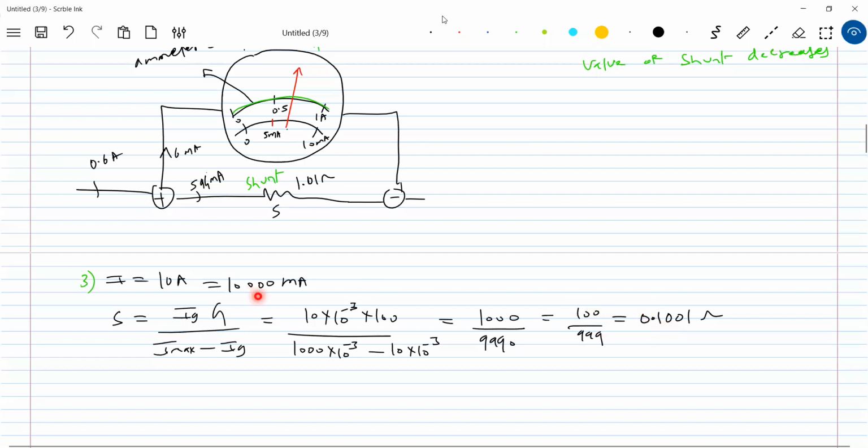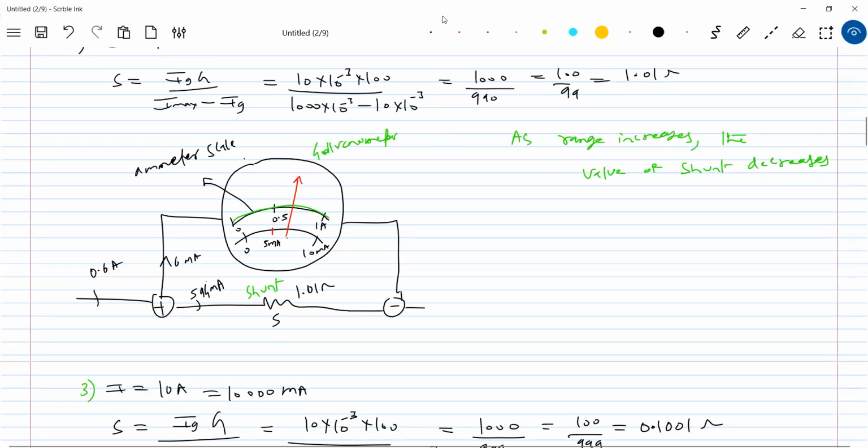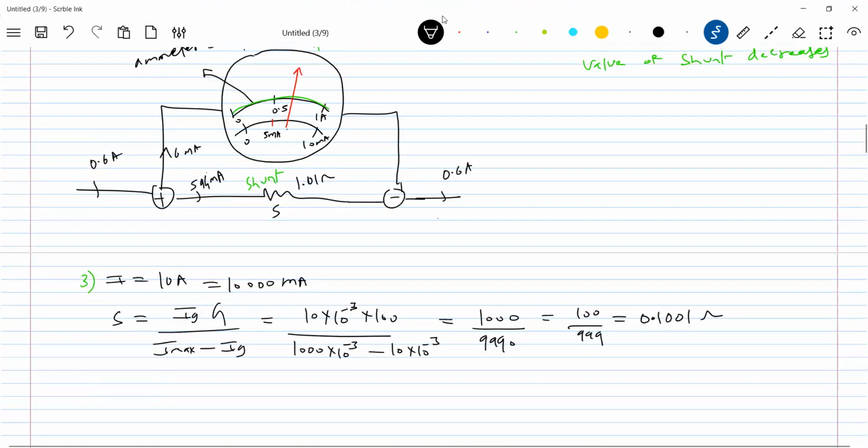So therefore, as the range increases, the shunt value decreases. This is a condition you have to remember. For an ammeter, as the range increases, shunt value decreases. And what is the effective internal resistance of the ammeter? Galvanometer resistance and shunt resistance are in parallel, as seen by the current entering a junction. So the internal resistance of the ammeter should be GS by G plus S.